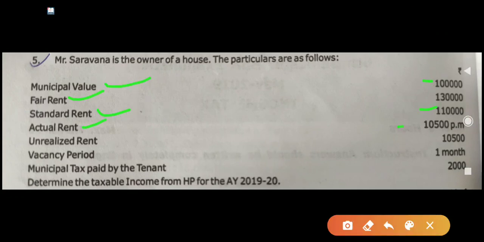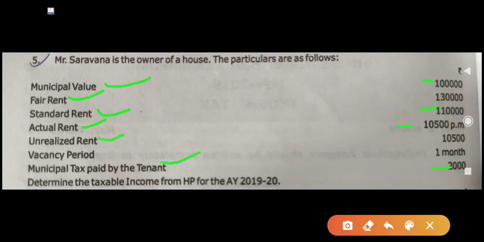Actual rent, that is 10,500 per month. You have to multiply with 12, 10,500 into 12. And unrealized rent, that is 10,500, which means the rent is not realized in the month. So 1 month rent is not realized in the question. Vacancy period 1 month. Okay, so vacancy period loss will be 10,500. And next, municipal tax paid by the tenant, that is 2,000 rupees.